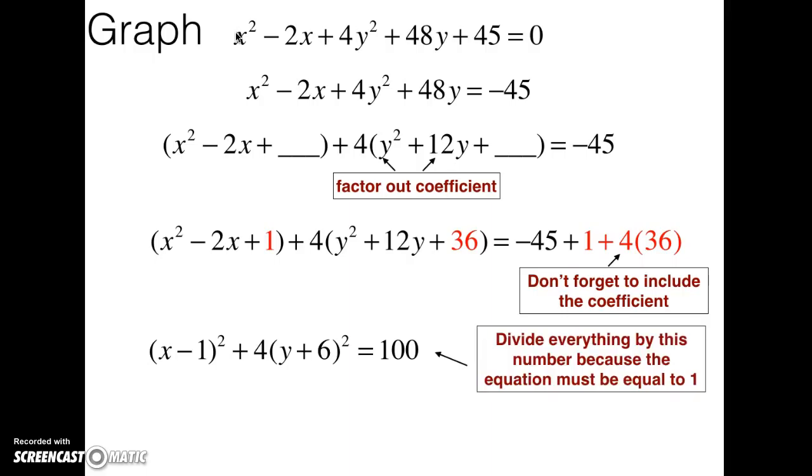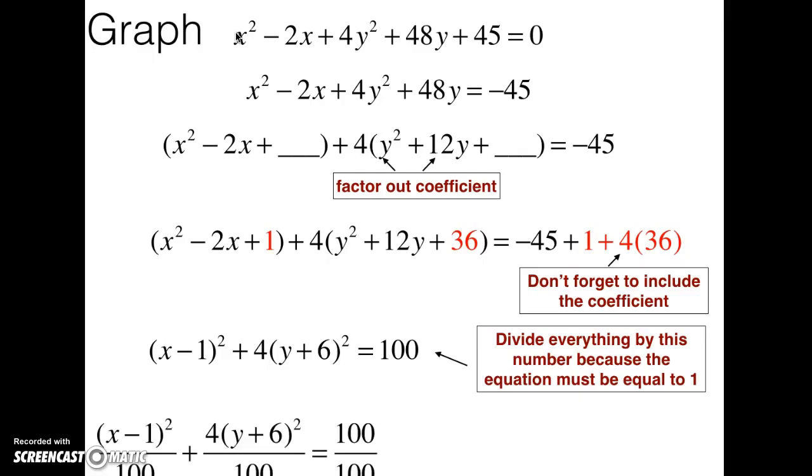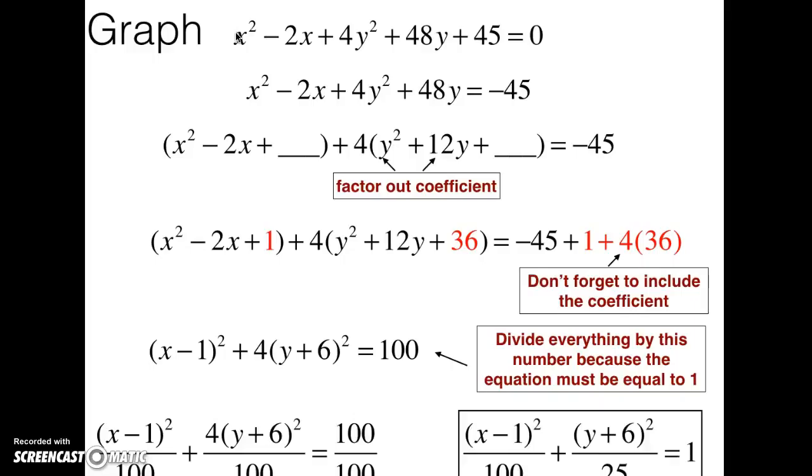We need to divide everything by whatever the coefficient is because the equation for an ellipse needs to equal 1. So you're going to divide everything by 100 and simplify. x minus 1 squared over 100 plus y plus 6 squared over 25 equals 1.